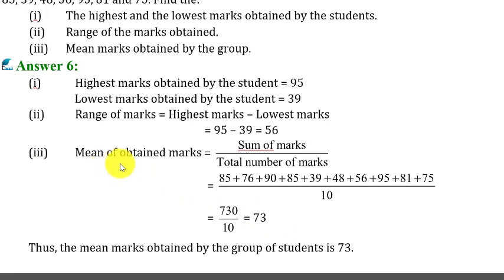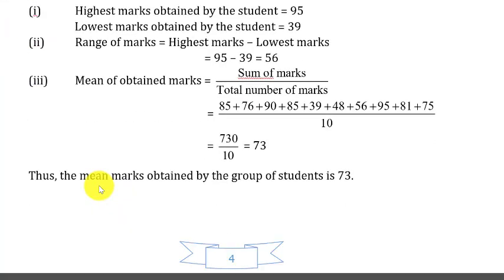So the mean of obtained marks is equal to sum of marks divided by total number of marks. So we will add all marks here: 85 plus 76 plus 90 plus 85 plus 39 plus 48 plus 56 plus 95 plus 81 plus 75, divided by total number of marks, which is 10 here. So the sum in the numerator is 730 divided by 10. So 10 ones are 10, 10 sevens are 70, and we get the answer 73, which is the mean of the obtained marks. Thus the mean marks obtained by the group of students is 73.